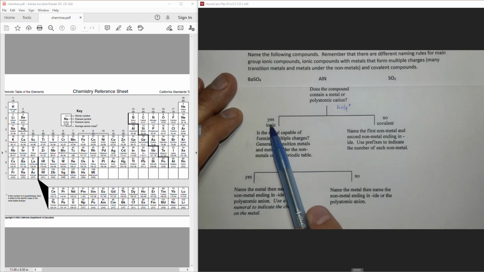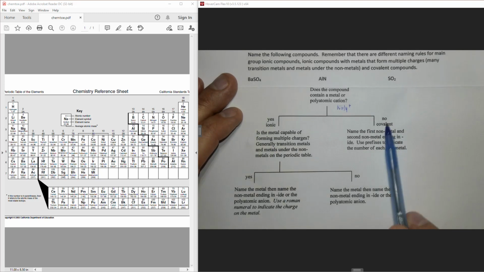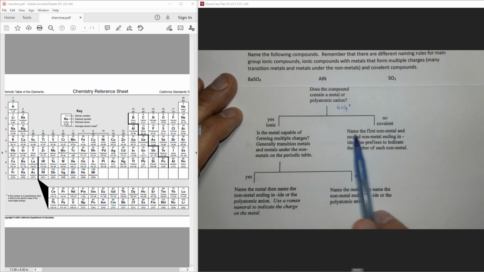Note that we name ionic compounds and covalent compounds differently. If it's a covalent compound, we basically use the prefixes. So we name the first non-metal and the second non-metal, and we use prefixes to indicate the number of each non-metal. Carbon dioxide, for example, contains carbon and oxygen, which are both non-metals, so we use the prefixes.